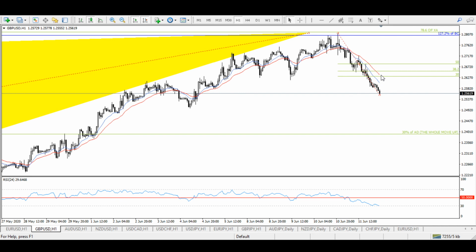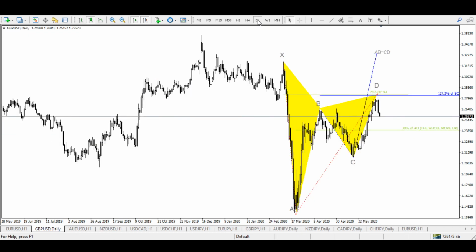If it doesn't touch our sell limit, we will simply skip this opportunity of placing a sell trade, and we will not enter sell. Rather, we will wait for the market to fall and complete the minimum target of the Gartley, and then we'll be looking for an opportunity to buy with the target at 1.3, as I already stated on the daily time frame. So that's all about GBP USD, and thank you for watching.